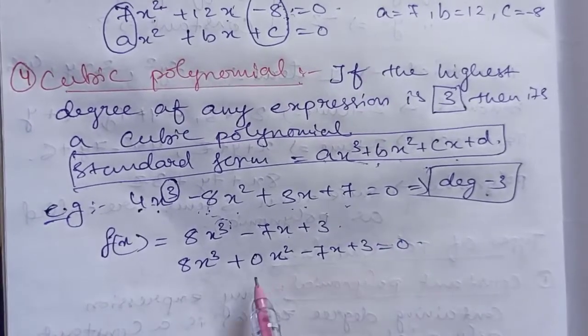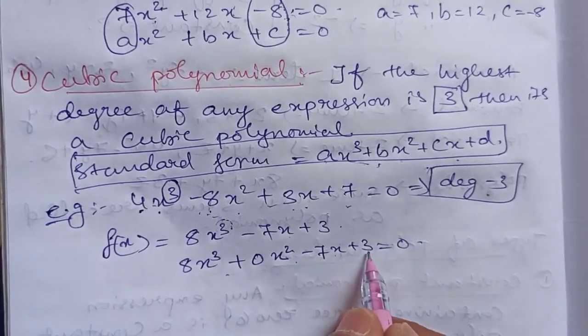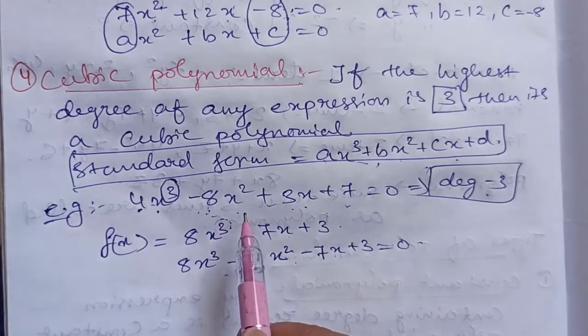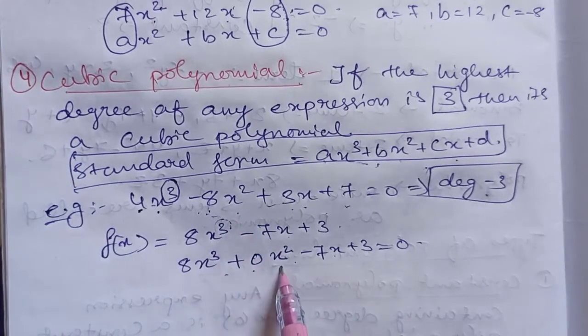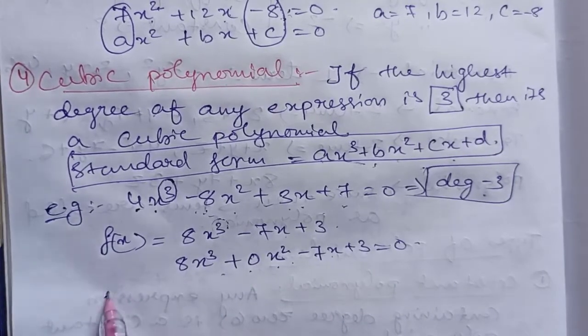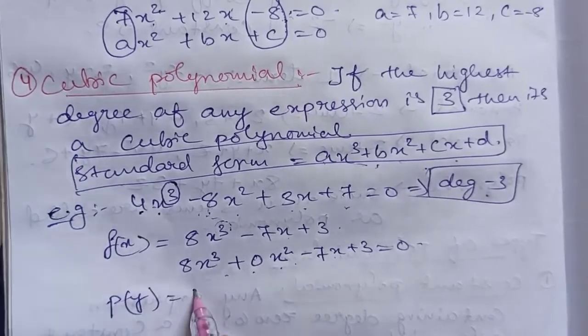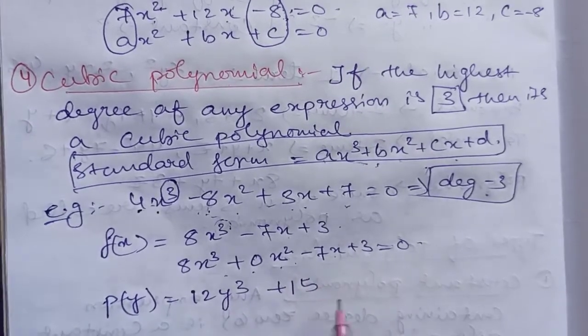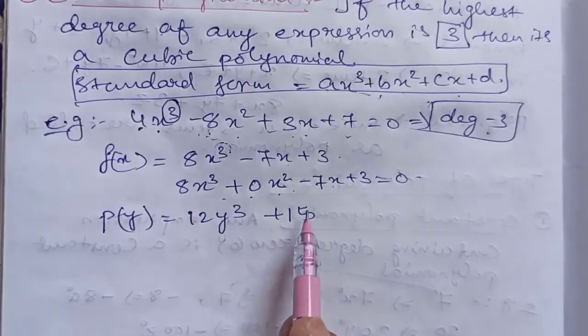Now is it in the standard form? X cube, x square, x and x to the power 0. Getting? So whichever term is missing, you write that term by using a 0. Okay, one more example. Suppose p of y equals 12y cube plus 15. Is it a cubic polynomial?